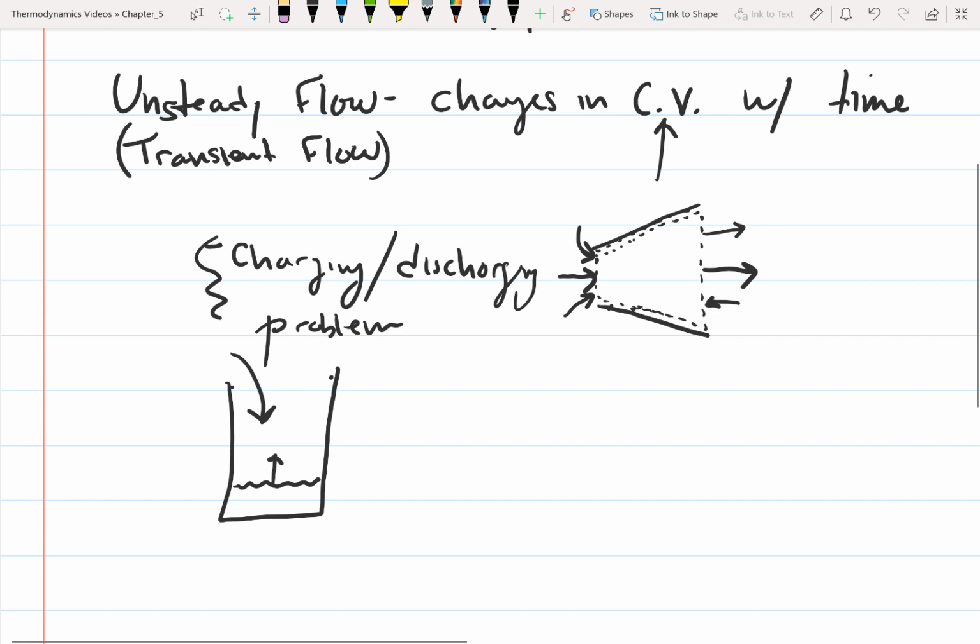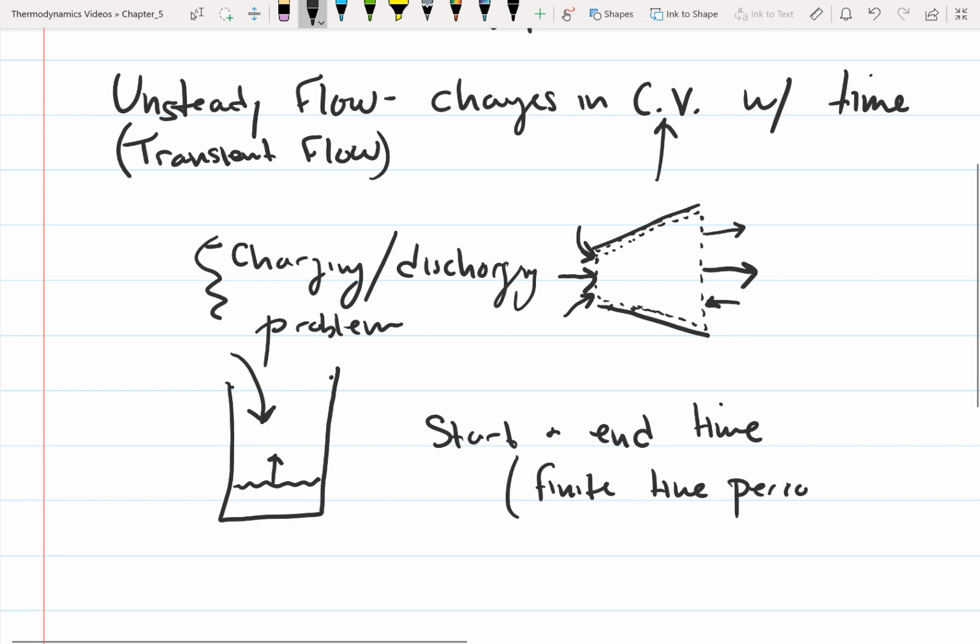And one difference with the unsteady flow versus a steady flow is that with the steady flow, we didn't have a definite start and end time. But with the unsteady flow, there's a definite start and end time. So basically there's a finite time period over which we're analyzing the problem.